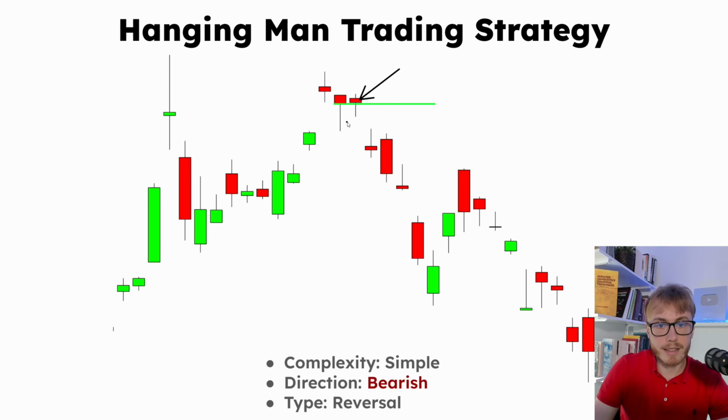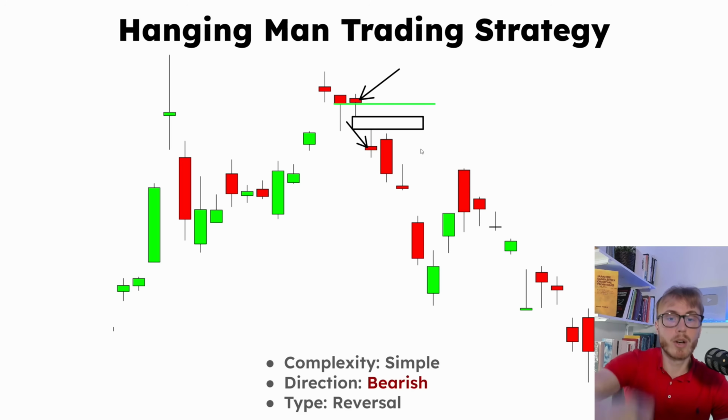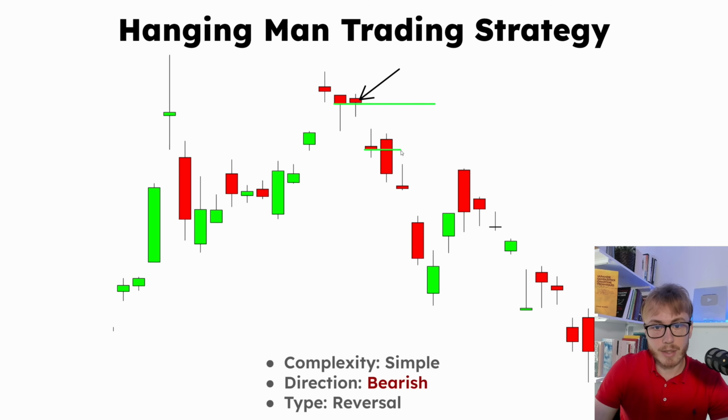However, if we take a look at the next candle here, we can see that the price gapped down. You can see we created a gap here between these two candles, and we clearly pushed lower. So in this case, the second entry would actually be all the way down here, at least in my opinion.